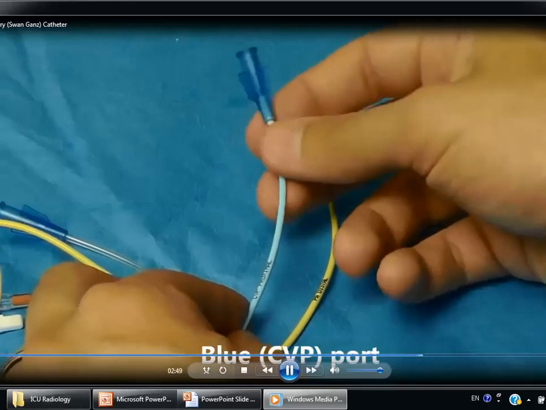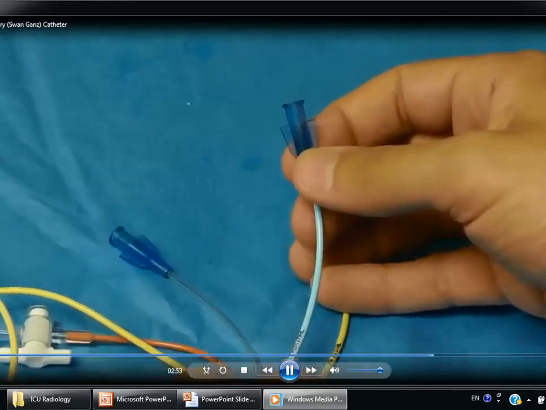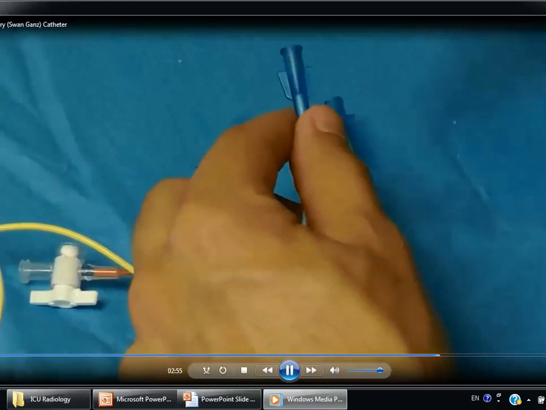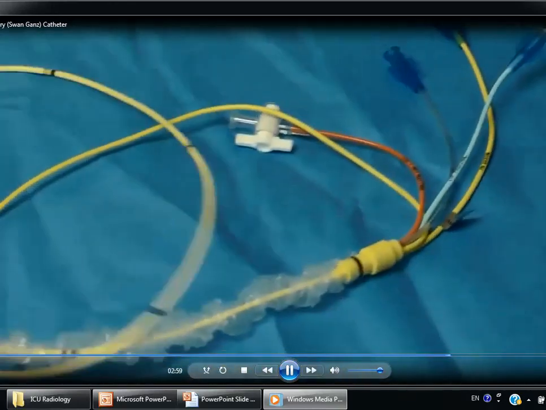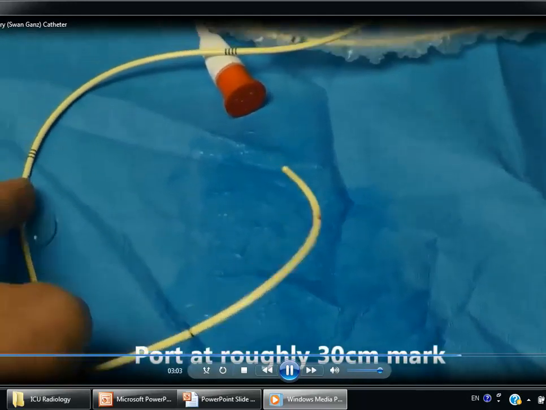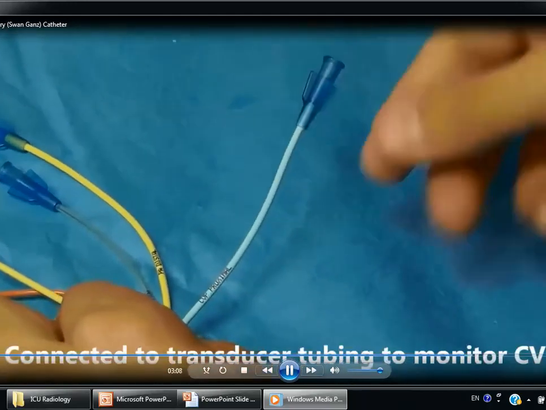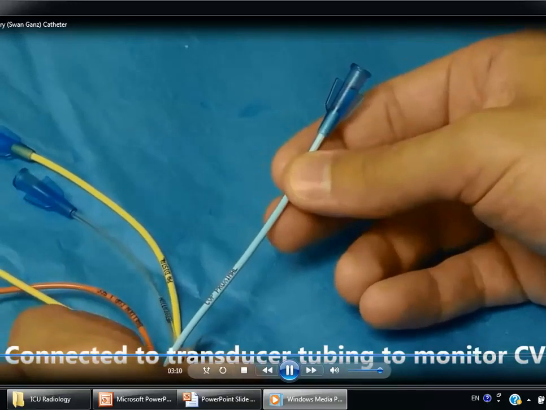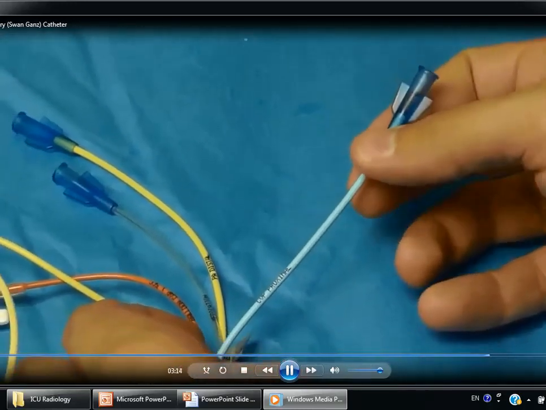Now let's go to this blue port here. The lumen to this blue port is much more proximal than the distal lumen, so I can demonstrate this by connecting saline here. And if you follow it all the way over here, you're going to notice that saline comes out of that port right there. We connect transducer tubing to this blue port here, and we use that to monitor central venous pressure.